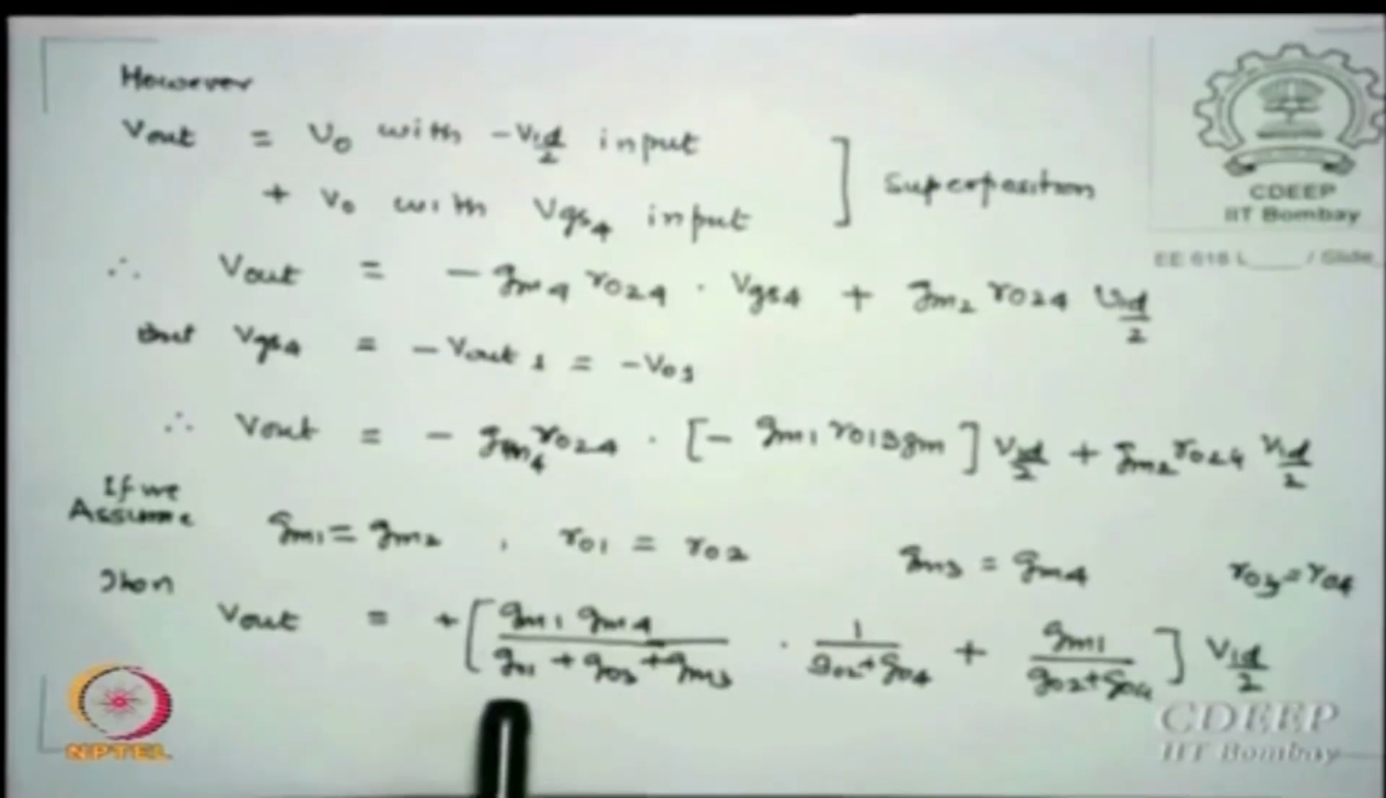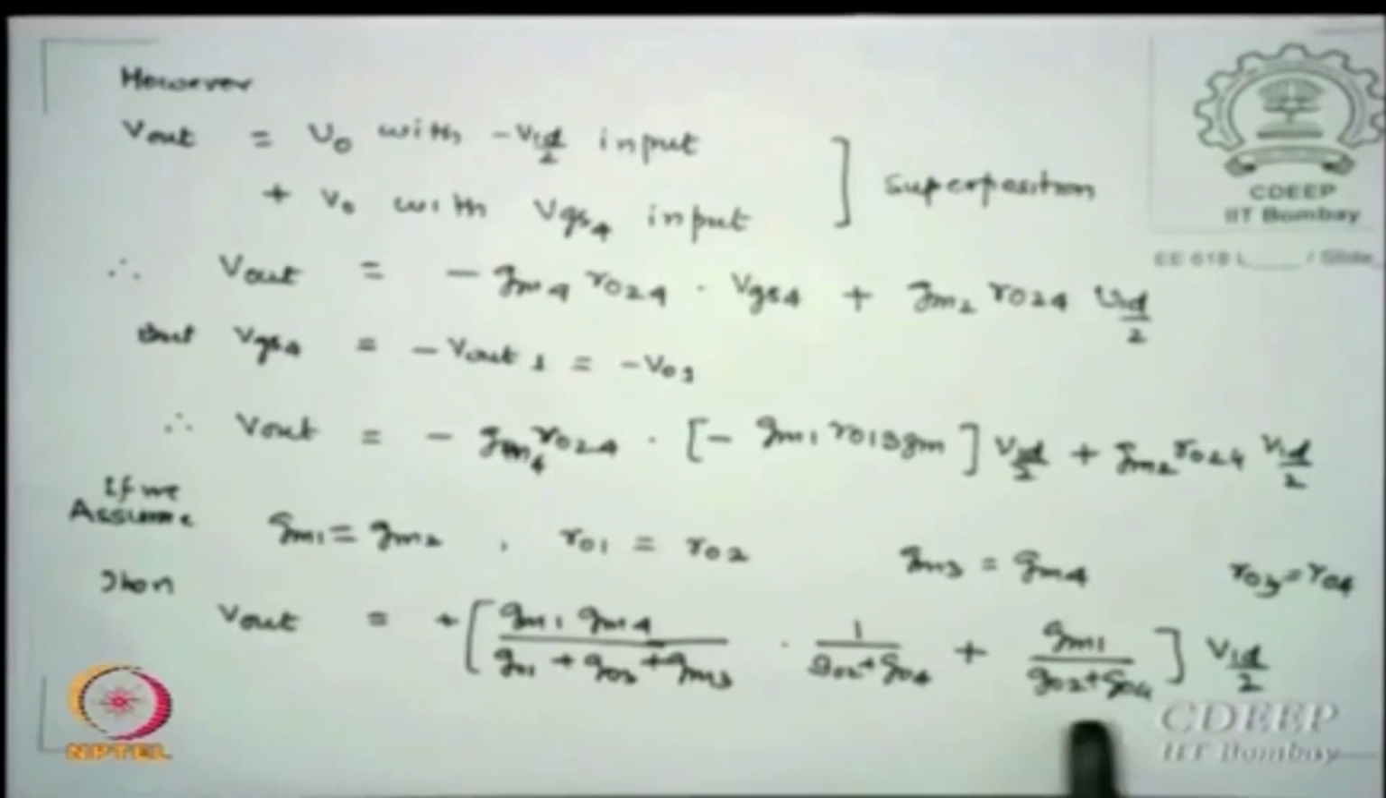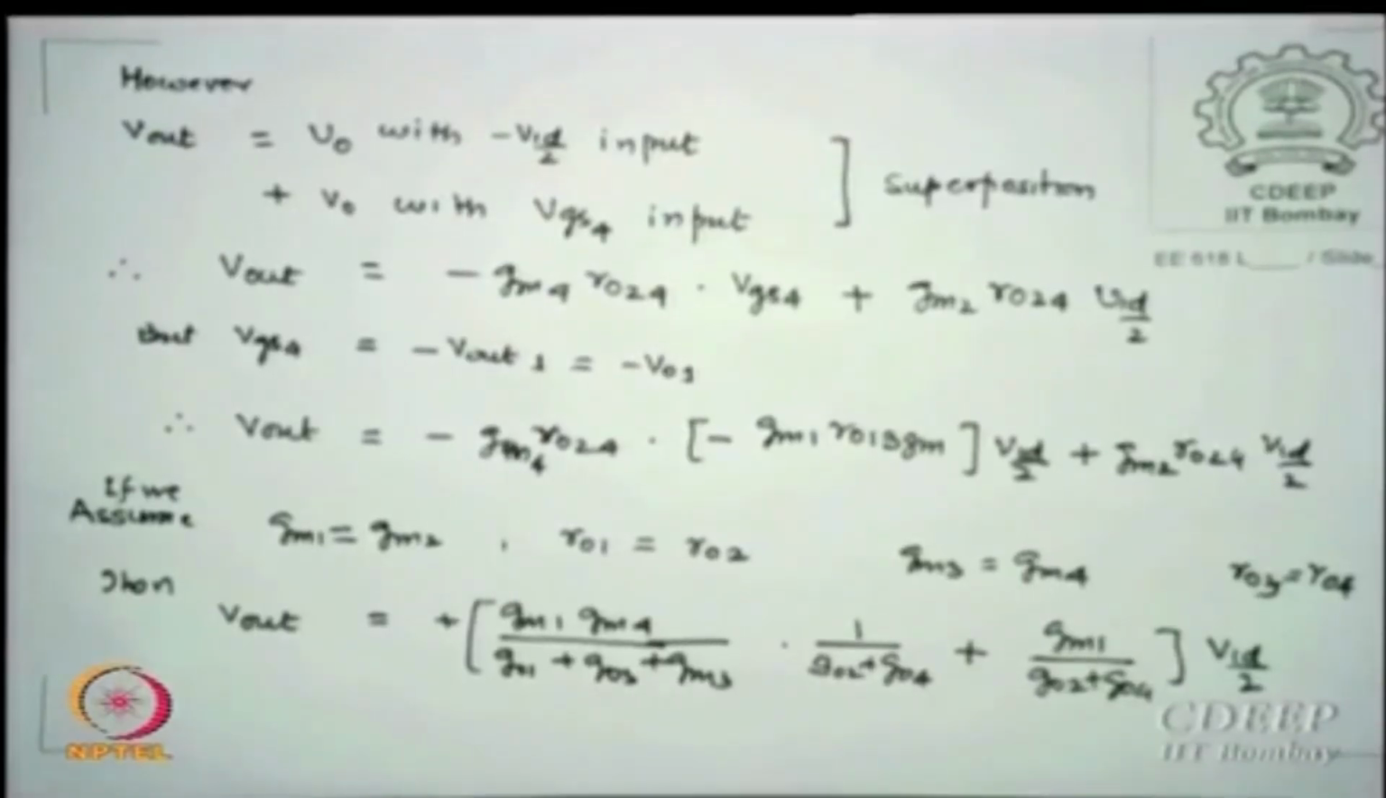So GM1 by GM2 upon GO1 plus GO3 plus GM3 plus 1 upon GO2 GO4 in plus the second term, which is for the VID by 2, is GM1 by GO2 plus GO4 into VID by 2. So once I get the relationship between V out and VID by 2, I can always calculate V out by VID, which is essentially the gain of this single ended differential amplifier in difference mode. Is that correct? This is not a common mode gain, it is difference mode gain, AVDM. Okay, this is essentially an AVDM case.